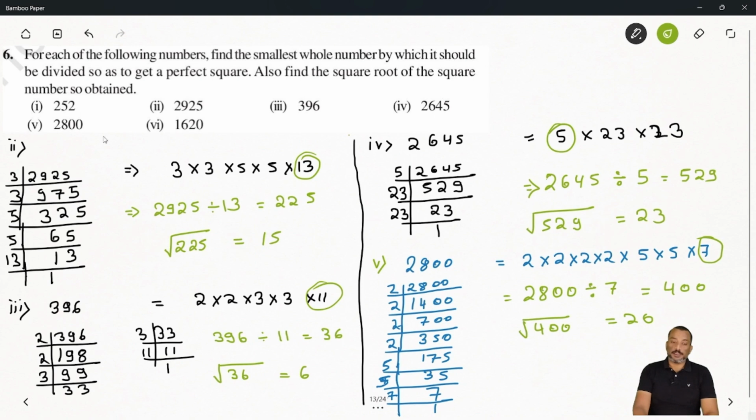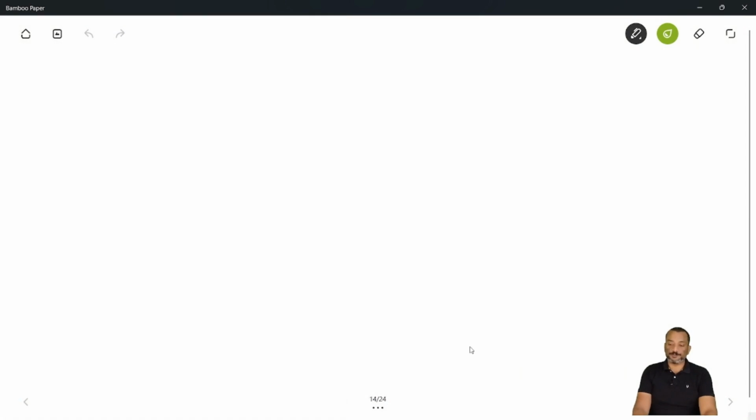Now here you can try the sixth one, and you can put the correct answer in the comment section. If your answer is correct, I will give you hearts. Okay, so everyone can understand this one. Okay, now coming to the next question.